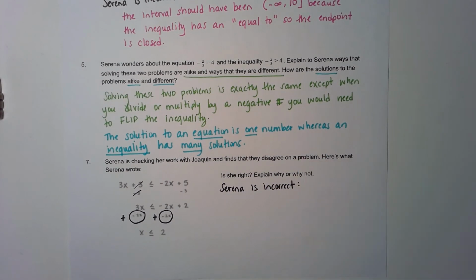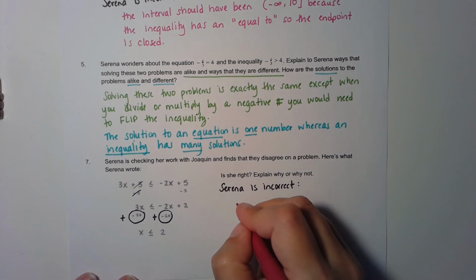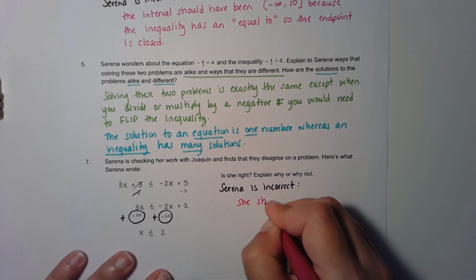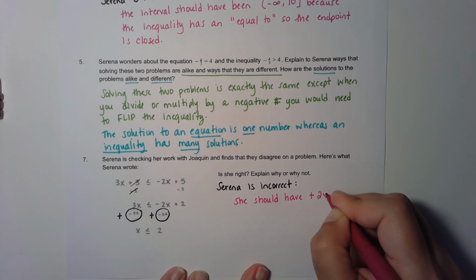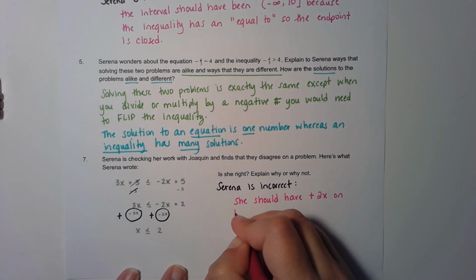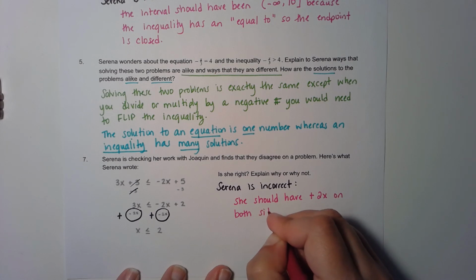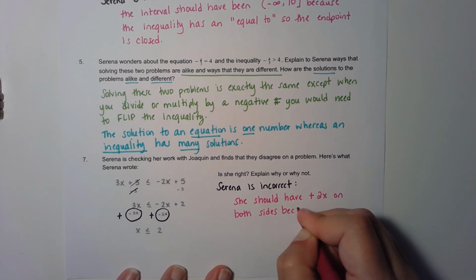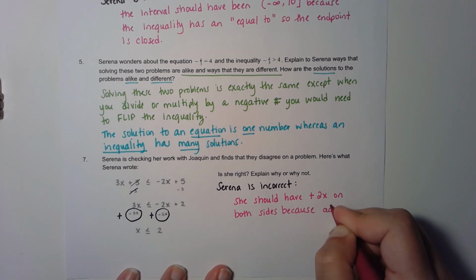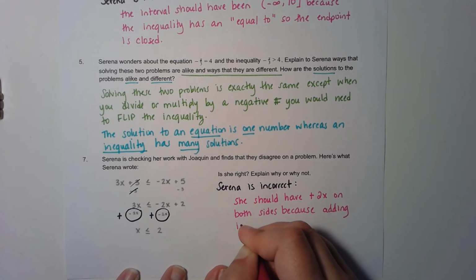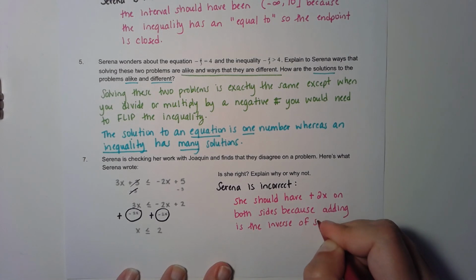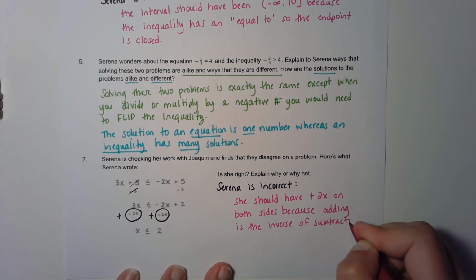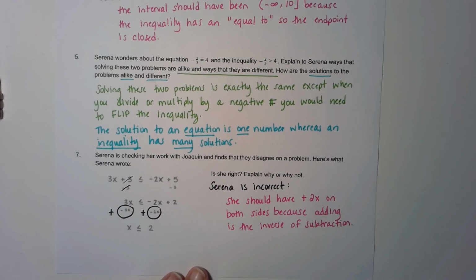And I would say because she should have added 2x on both sides because adding is the inverse of subtraction. So she should have actually added in that step instead of subtracting, and that's why her answer is incorrect.